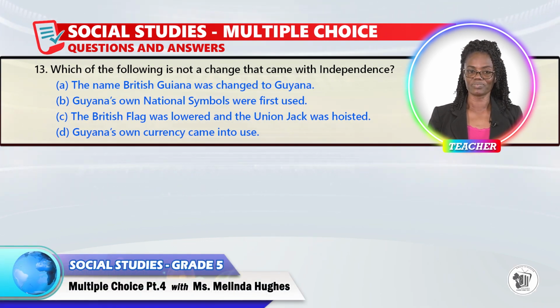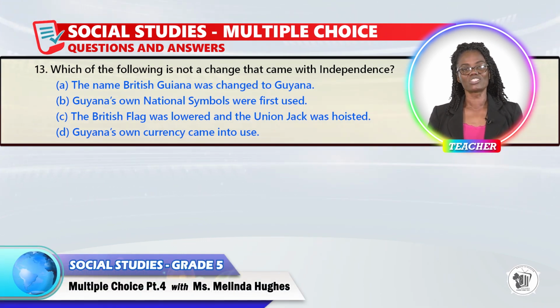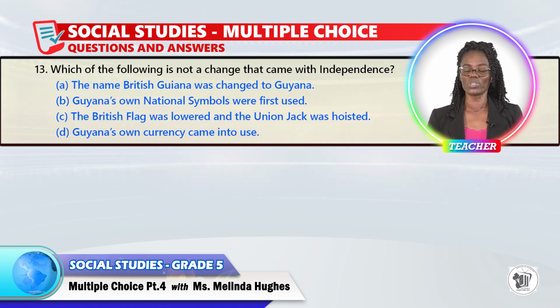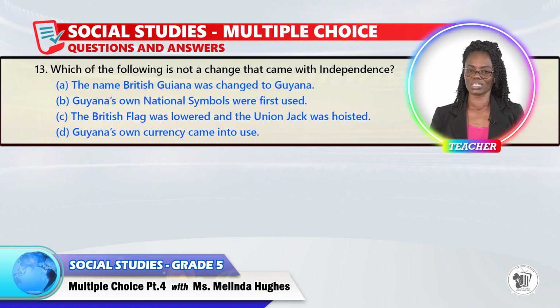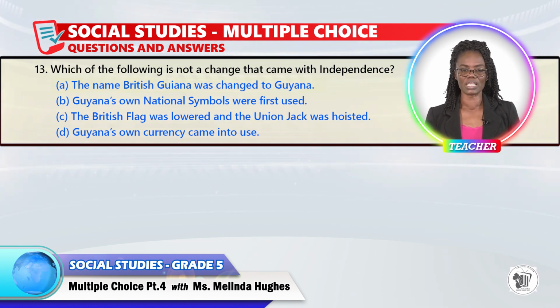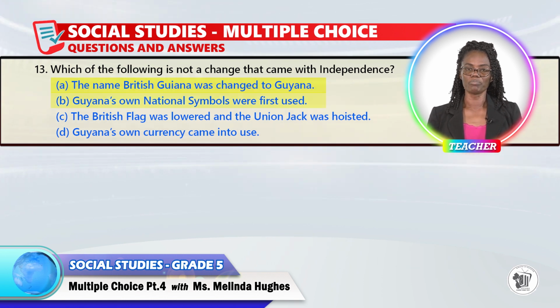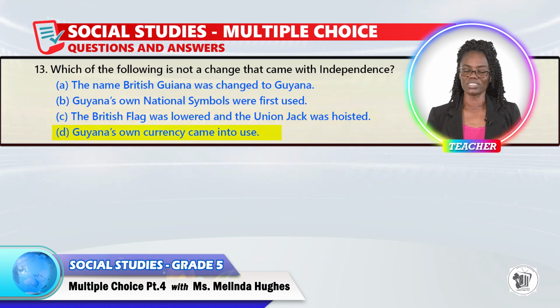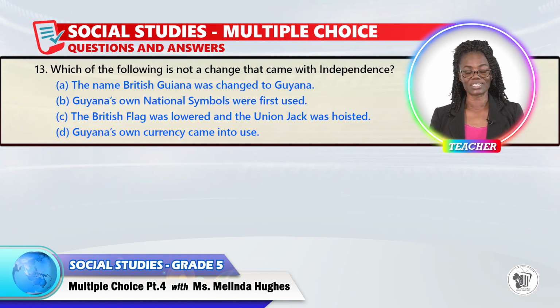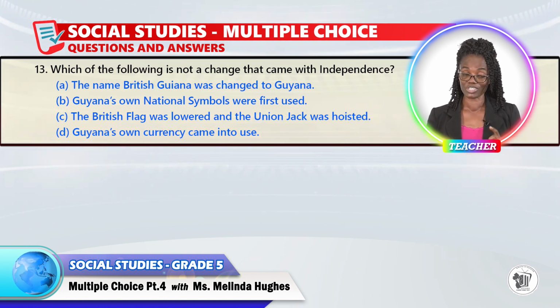Question 13. Which of the following is not a change that came with independence? Which of the following is not a change that came with independence? A, B, C, or D? Write the letter that you think has the answer which is correct for question 13.